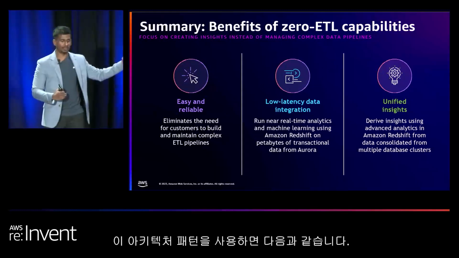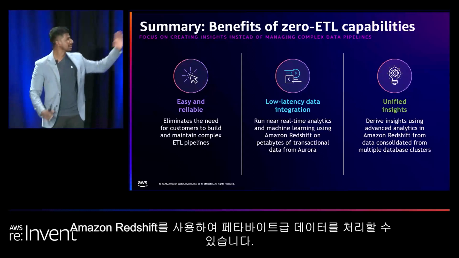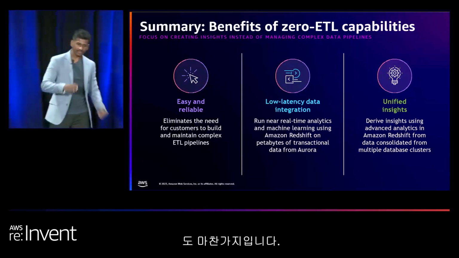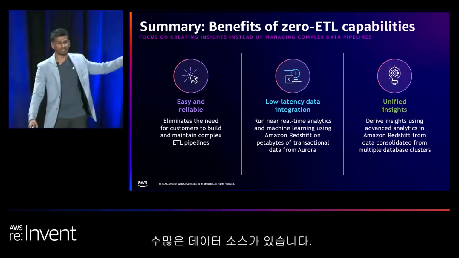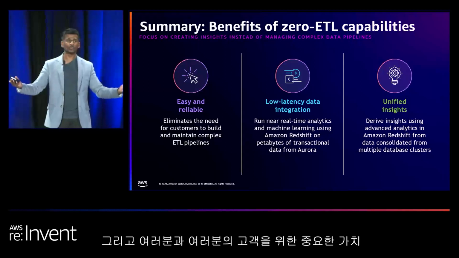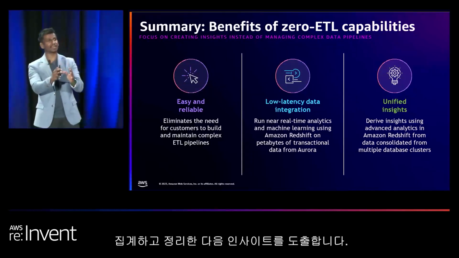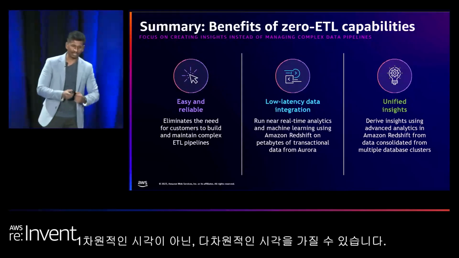With this architectural pattern, we're able to use Amazon Redshift and process petabytes of data coming from transactional databases like Amazon Aurora as well. And last but not the least, as Sudhir mentioned, we have a ton of data sources. The important value for you and your customer is to unify all these data sources, aggregate them, cleanse them, and then derive insights instead of only having a one-dimensional view.